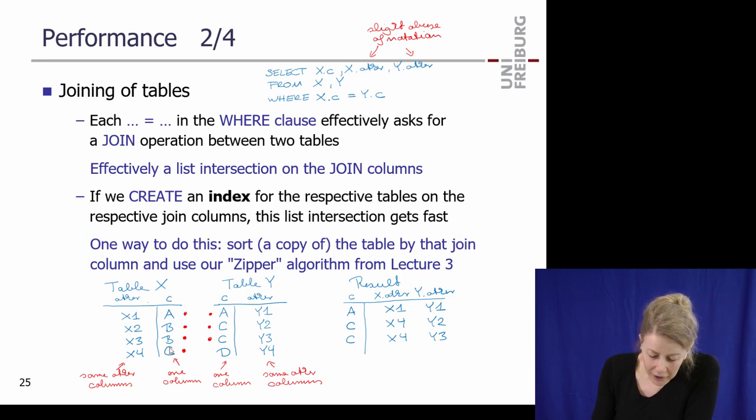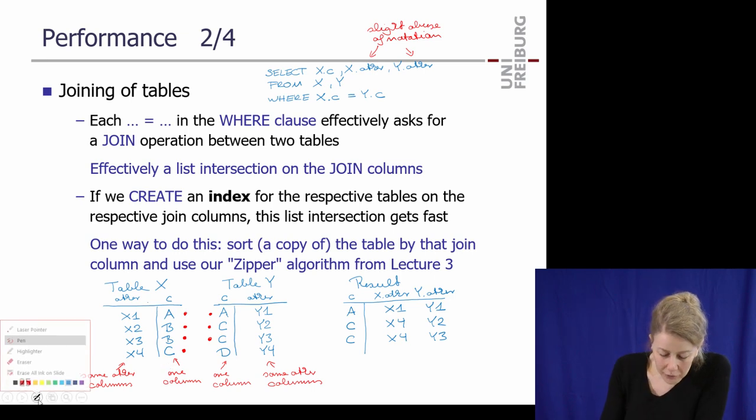Actually, if I would have three C's here and two C's here, I would get six rows, and that's what you get in database world. I would get three times two. I don't have it in this example. So actually you need a mini nested for loop here, if you have several here and several here. So this is just the pointers from zipper, right?